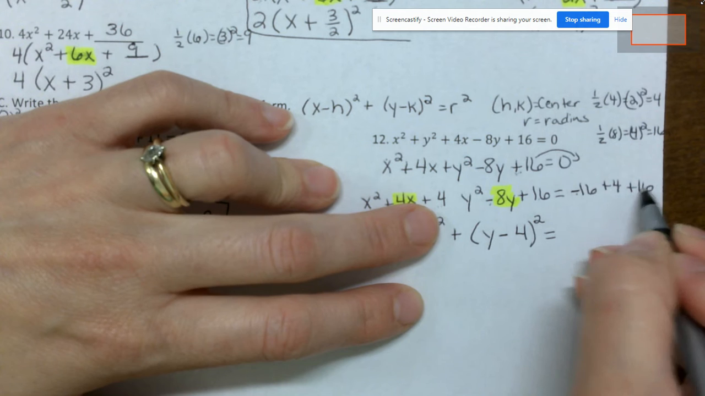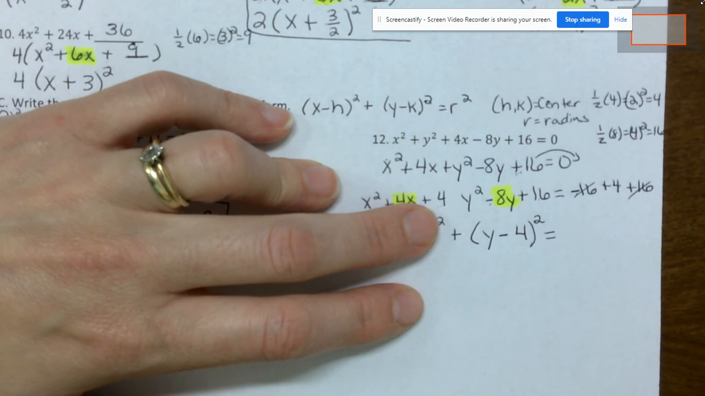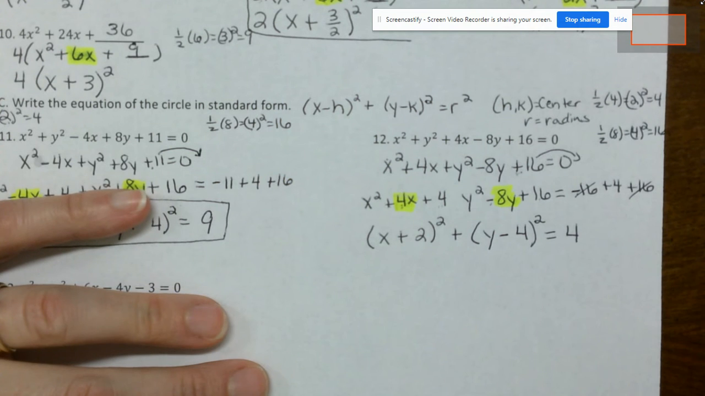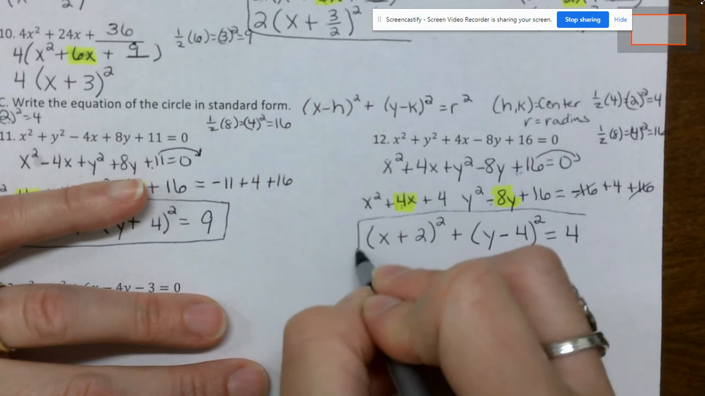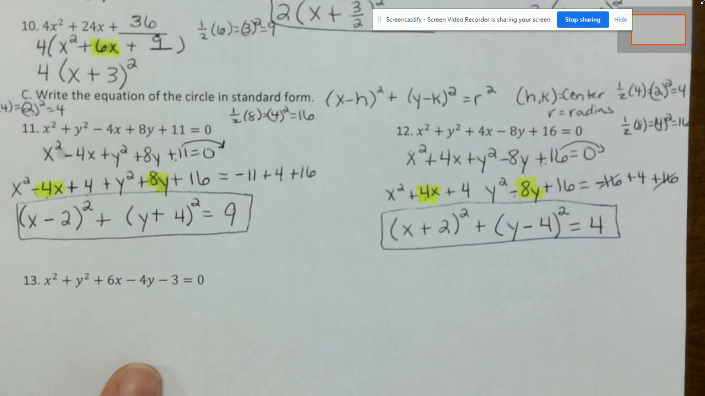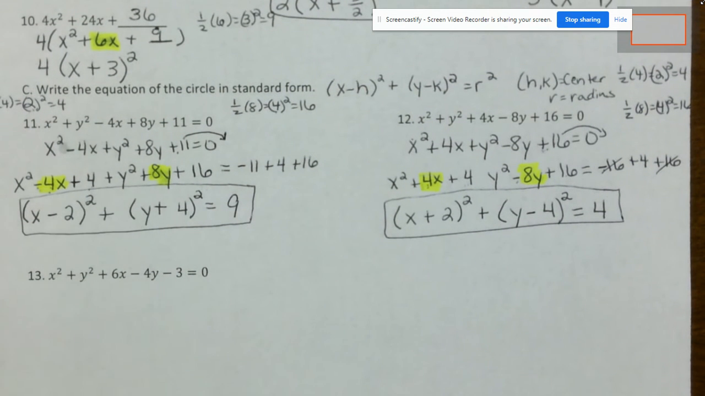Okay, negative 16 plus 16, those are going to cancel out. That's going to be 0. So you're just left with the 4. And this would be your final answer. Okay, pause the video and try to do number 13 and then come back and see how you did.